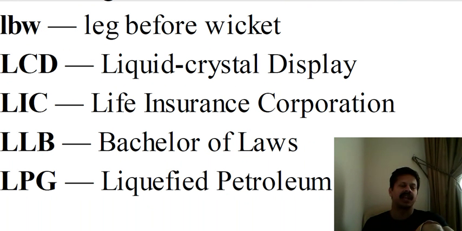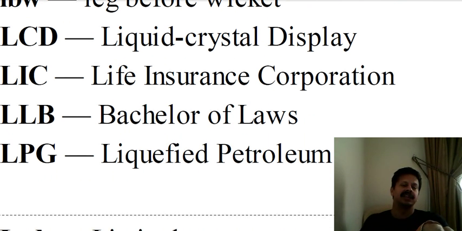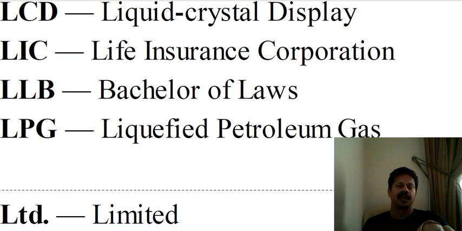LBW is a cricket abbreviation, leg before wicket. LCD is liquid crystal display. From a TV or a touch phone or a display perspective, it is called LCD. All our screens today are liquid crystal displays. But in mathematics, LCD is least common denominator. What is the opposite? HCF, highest common factor.